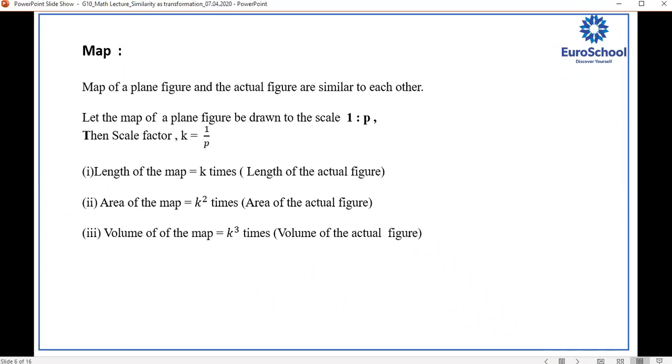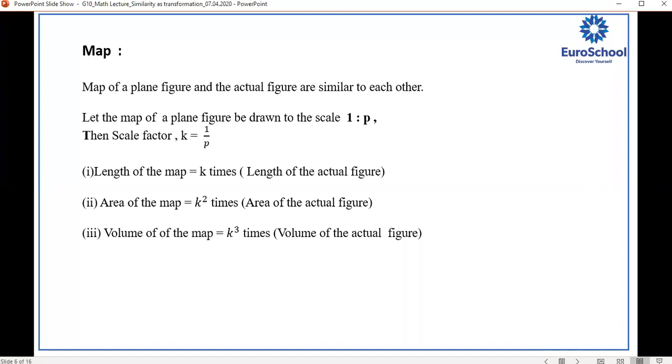So how can we write it there? We have to reduce it by some scale factor. It's a reduction. In reduction, yesterday I told you the numerator is always 1, right? So in a map, length, area and volume of the map are always less than the actual figure's length, area and volume.